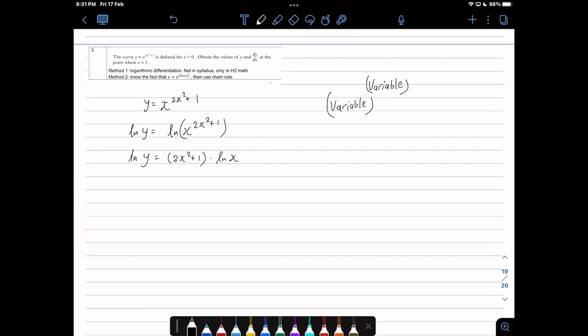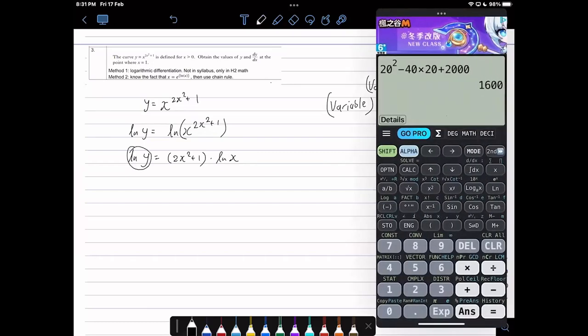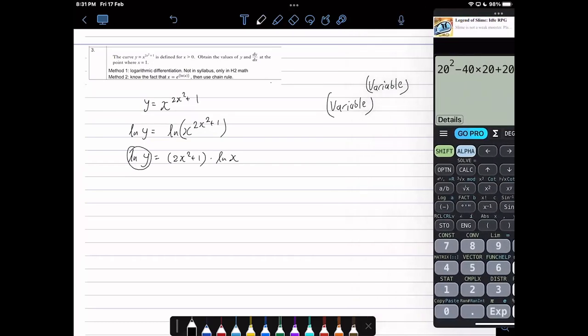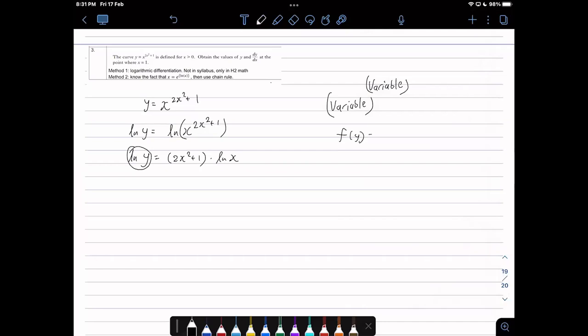Left side is ln y. Okay? But now, how do you differentiate? So that's when you need to understand that this ln y is essentially a function of y. What we want at the end of the day is dy by dx. So if you think about it, what you want is dy by dx. So you're just differentiating with respect to x.